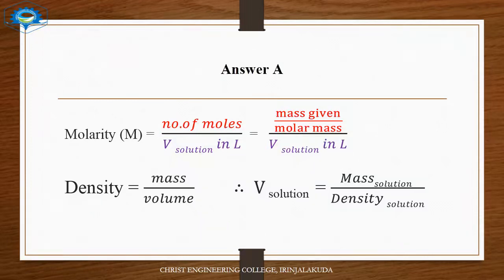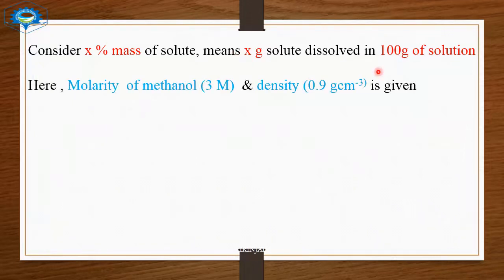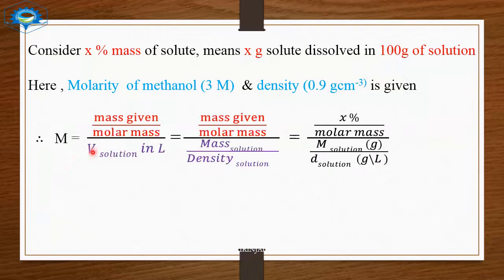The density is given. From density, we have to find the volume of solution. In order to find the volume of solution, you should know the mass of solution. How will we find the mass of solution? Consider if X percentage mass of solute is with us, that means X gram of solute is dissolved in 100 gram of solution.